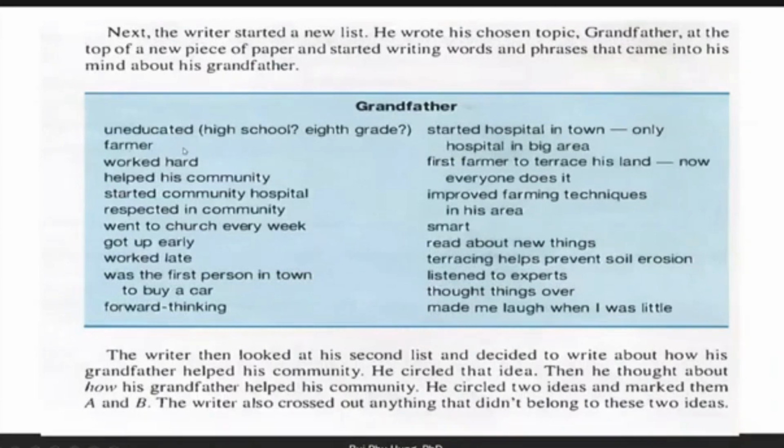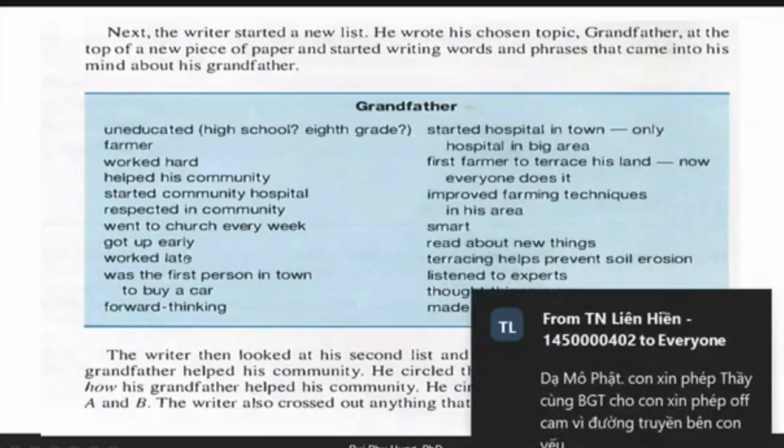Right. Did not receive formal schooling, không có được đi học, tức là không được đến trường nha. Phải hiểu cái nghĩa như vậy. Right. Worked hard, helped his community, started community hospital, respected in the community, went to church every week, got up early, worked late. Right. Yeah.